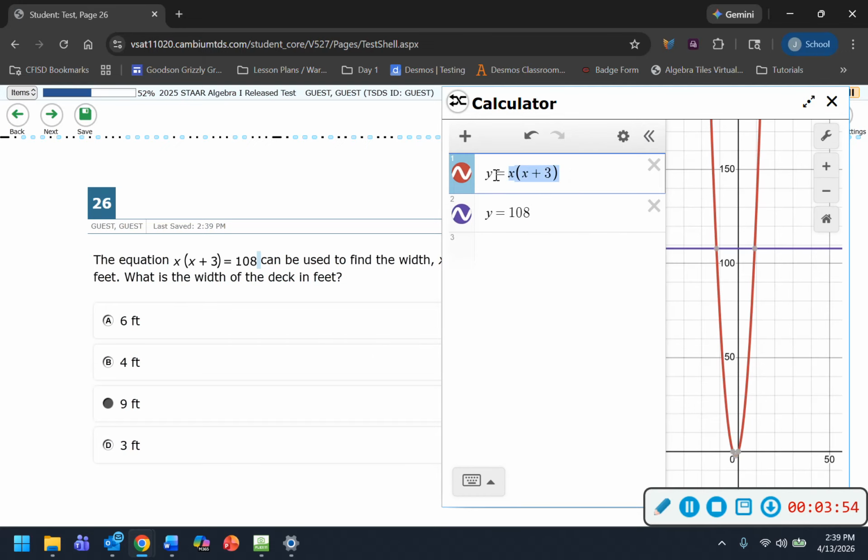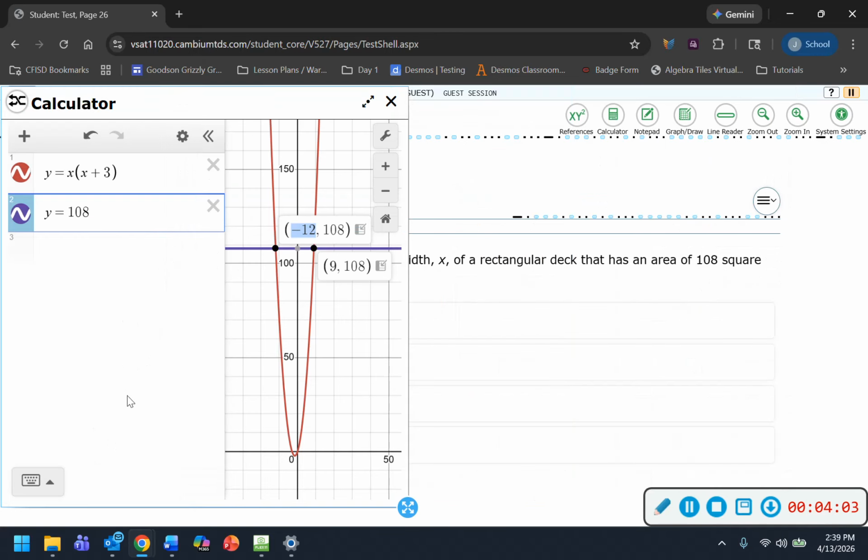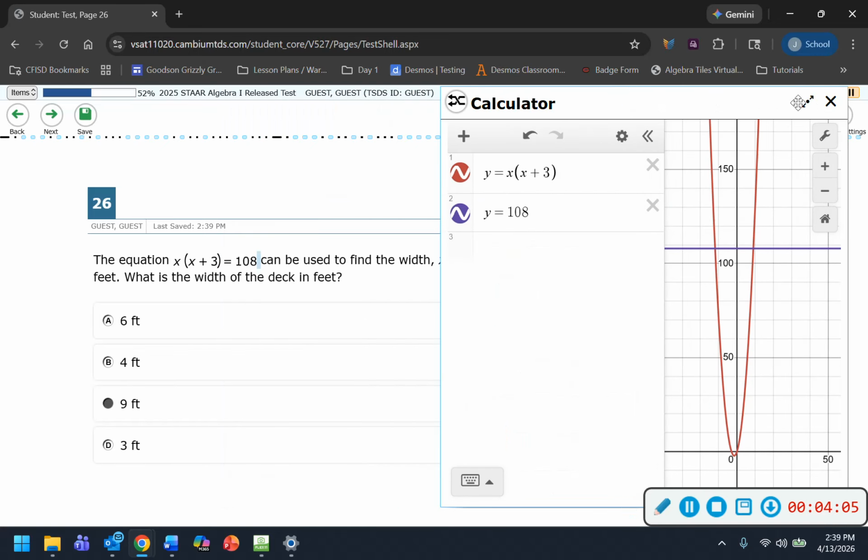I'm going to graph the left side of my equation, and I'm going to graph the right side of my equation, and I'm going to see where they cross. And lo and behold, same two answers, so 9 is my answer.